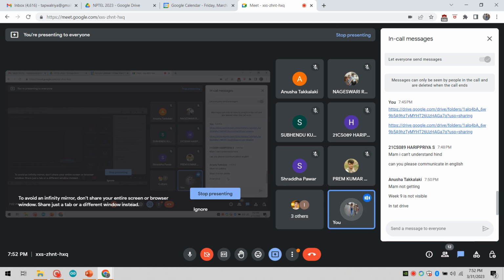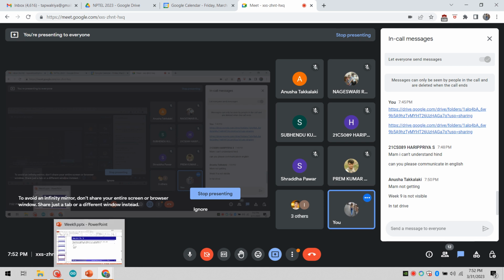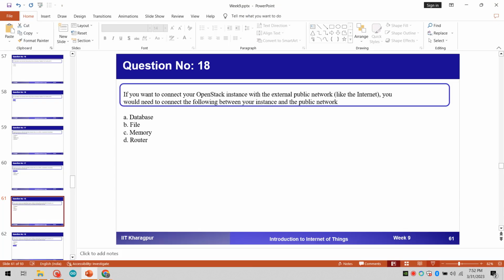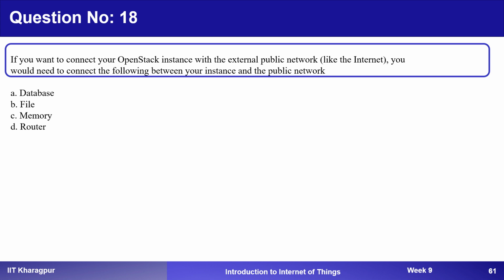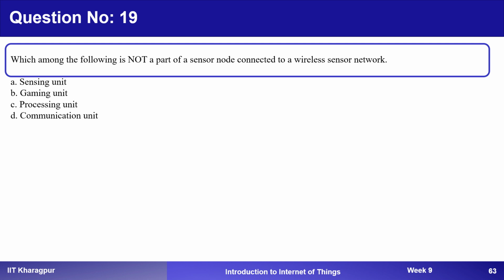Week 9 I'll upload after this session. So the correct option for this question is router. Next question is, which among the following is not a part of a sensor node connected to wireless sensor networks? Options are sensing unit, gaming unit, processing unit, communication unit.